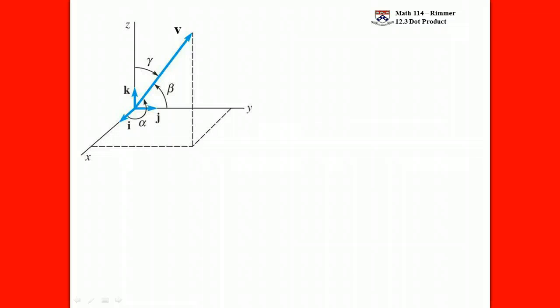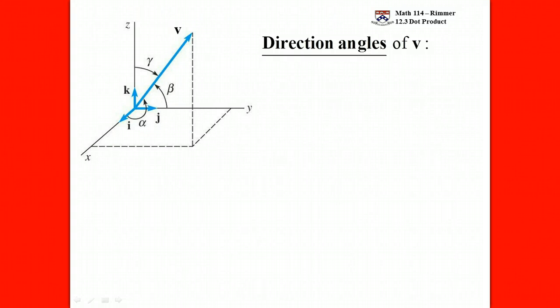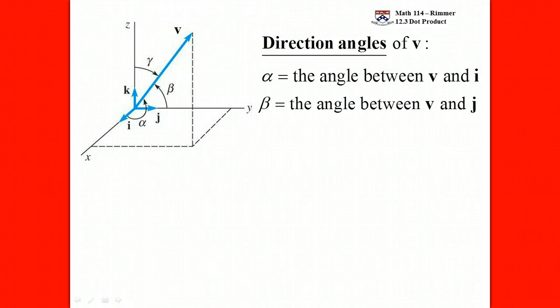That's the Greek letter gamma, the third one there. And we can find out what these angles are. Okay? They're called the direction angles. They can define the vector for you. Some people, in some graphic applications, use these angles to define the vector instead of the way we've been doing it earlier. And so alpha is the angle between v and i, and beta is the angle between v and j, and gamma is the angle between v and k.